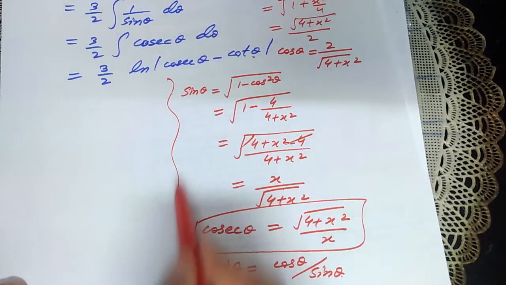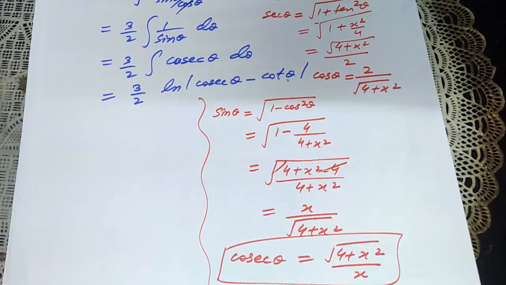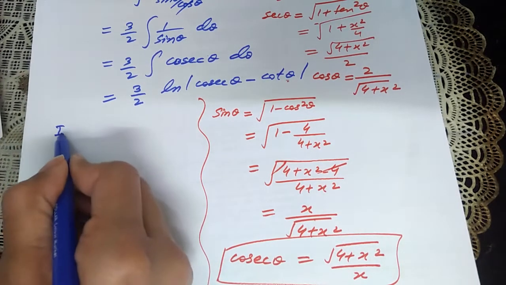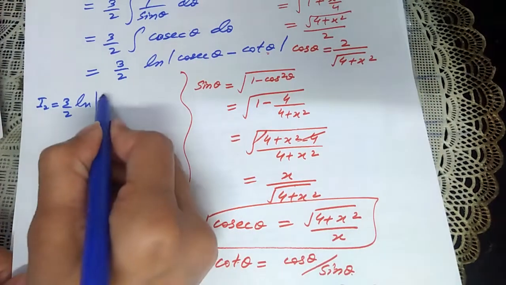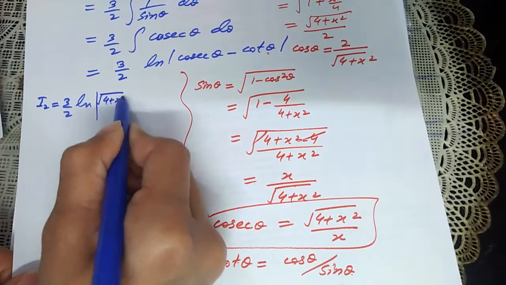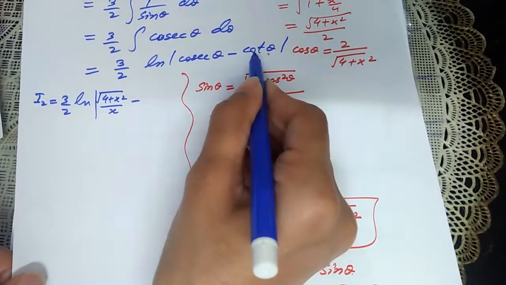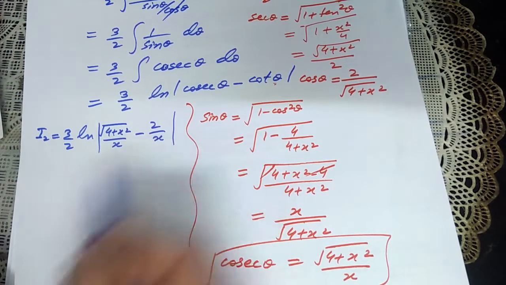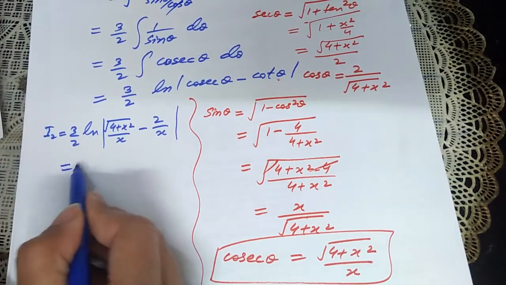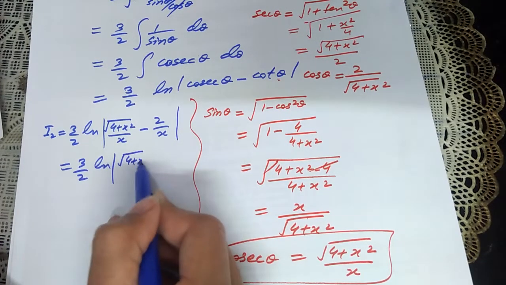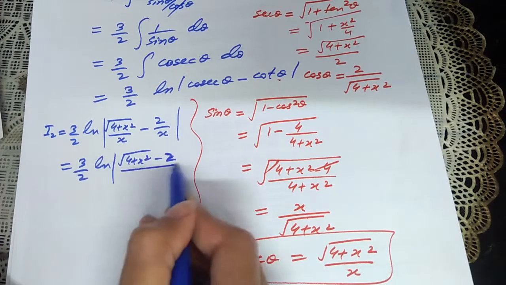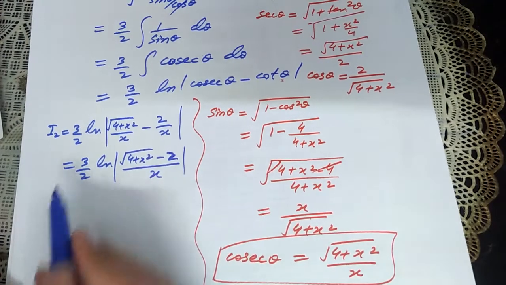Just replace the values here. I will get I2 equals 3 over 2 ln cosecant theta, which is this value, that is equal to under root 4 plus x square over x, minus cot of theta. Cot of theta is 2 over x, this value. So we can write it like 3 over 2 ln under root 4 plus x square minus 2 over x. So this is the answer of I2.